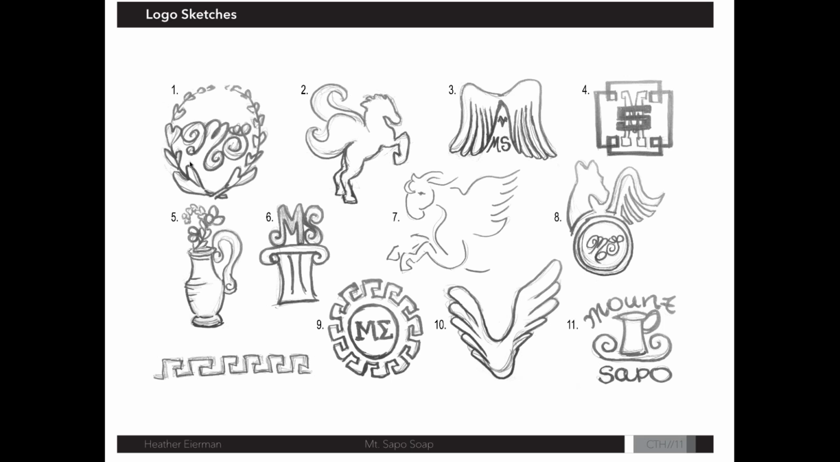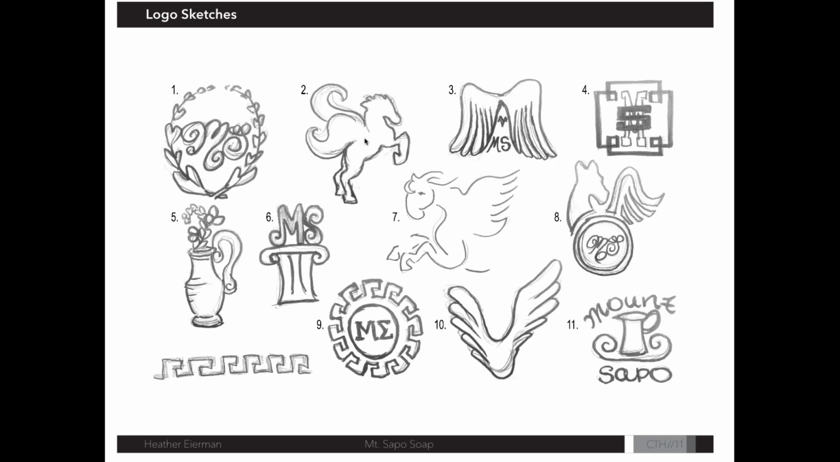So she has these sort of Greek things like this Greek wreath with an MS, a winged horse, wings with an MS. She's using initials, which isn't really my favorite, but it works. You know, look, icon, a vase with an olive branch, MS on a pedestal, another winged horse. Okay, so these two are really the same idea. It's just sort of different takes on it.